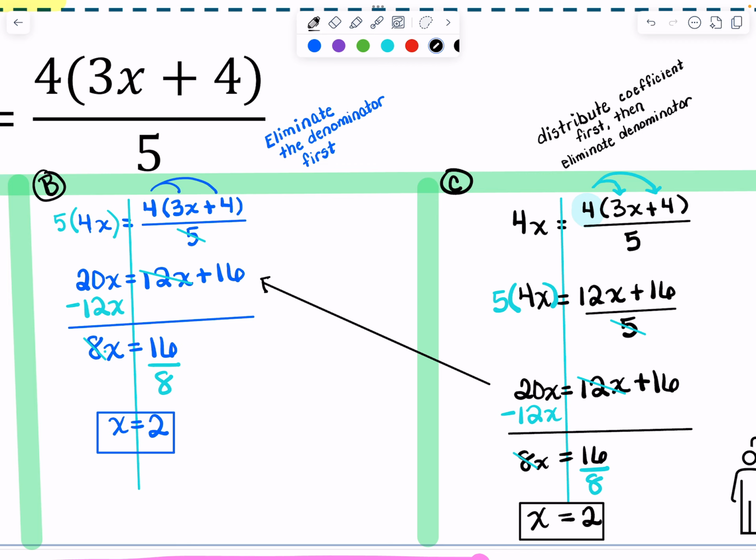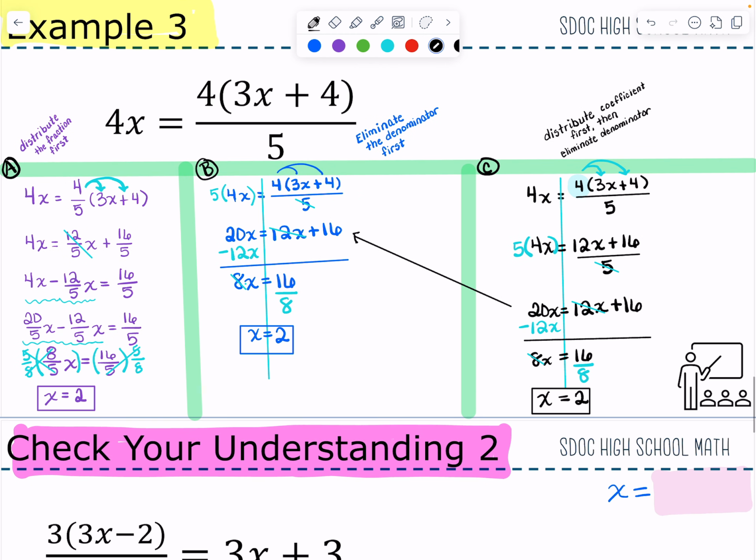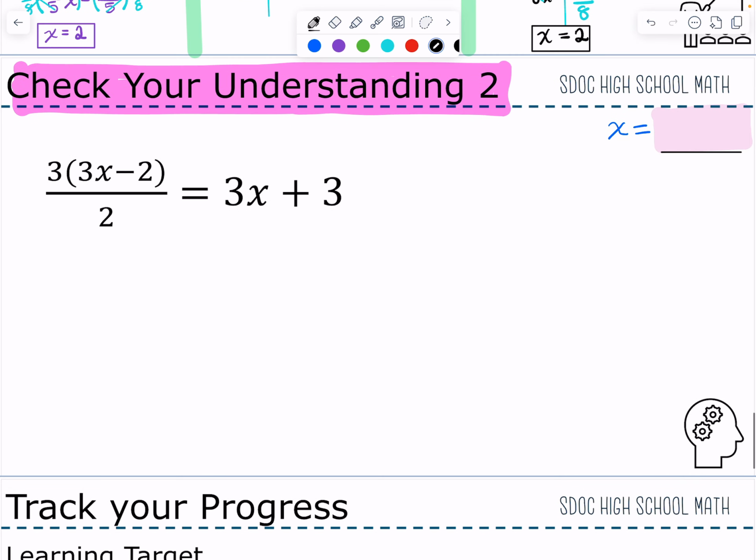Same solution for all three of them. Now, out of those three, which one's your favorite? A, B, or C? That's the one I want you to practice on Check Your Understanding 2. Okay? Now, when you get to Check Your Understanding 2, your answer for this one will be x equals 4. Okay? Now, if you get stuck somewhere in the process, circle it, put a question mark by it, then tell me what it is you got stuck on so we can discuss that in class. Now, for the exit ticket, we will do that in class, so you can stop after Check Your Understanding 2.